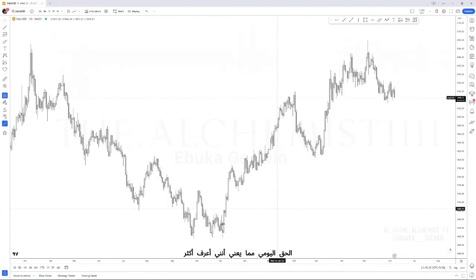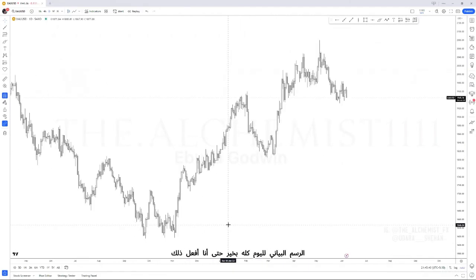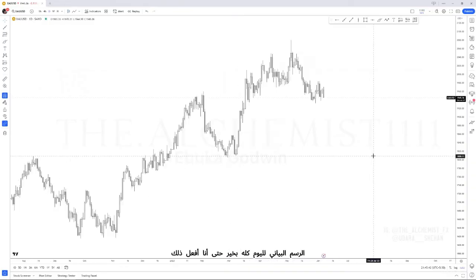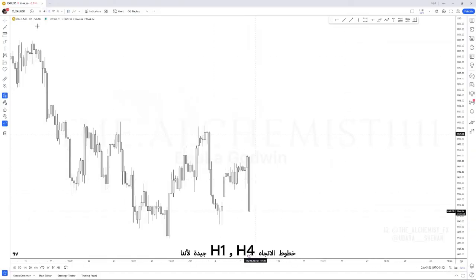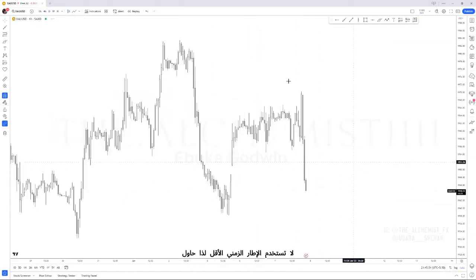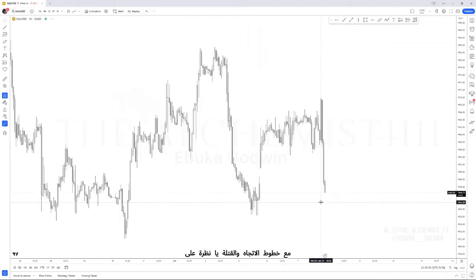I know most of you guys are sitting in front of the chart the whole day. Even I do that sometimes. So you can't just draw daily and weekly trend lines to take intraday trades. You get the point. What you should do is draw H4 and H1 trend lines, because we don't use the lower time frame. So try messing around with these time frames with trend lines and killers.